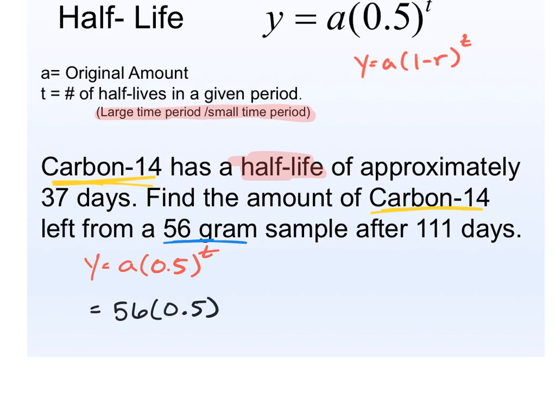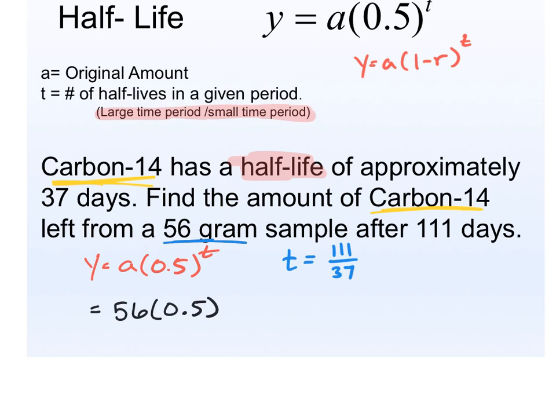Here is the new part. Figuring out your T value. Okay? Your T is the number of half-lives in a given period. So what you've got to look at is the total amount of days that you were given divided by the number of days that make a half-life, or the number of times that make a period. So here we know our sample was 111 days, but a half-life is approximately 37 days. So it's really 111 divided by 37.